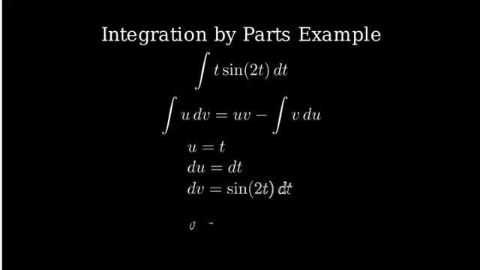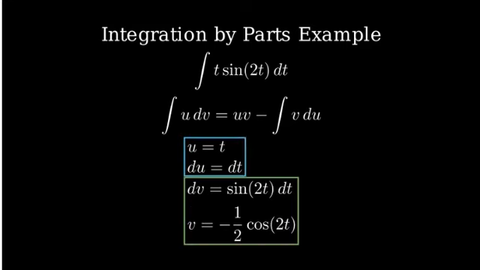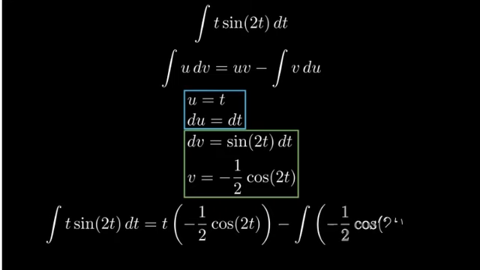Let's let u equal t, which means du equals dt, and let dv equal sine of 2t dt, which means v equals negative 1/2 cosine of 2t. Now let's substitute these into our integration by parts formula. We get t times negative 1/2 cosine of 2t minus the integral of negative 1/2 cosine of 2t dt.